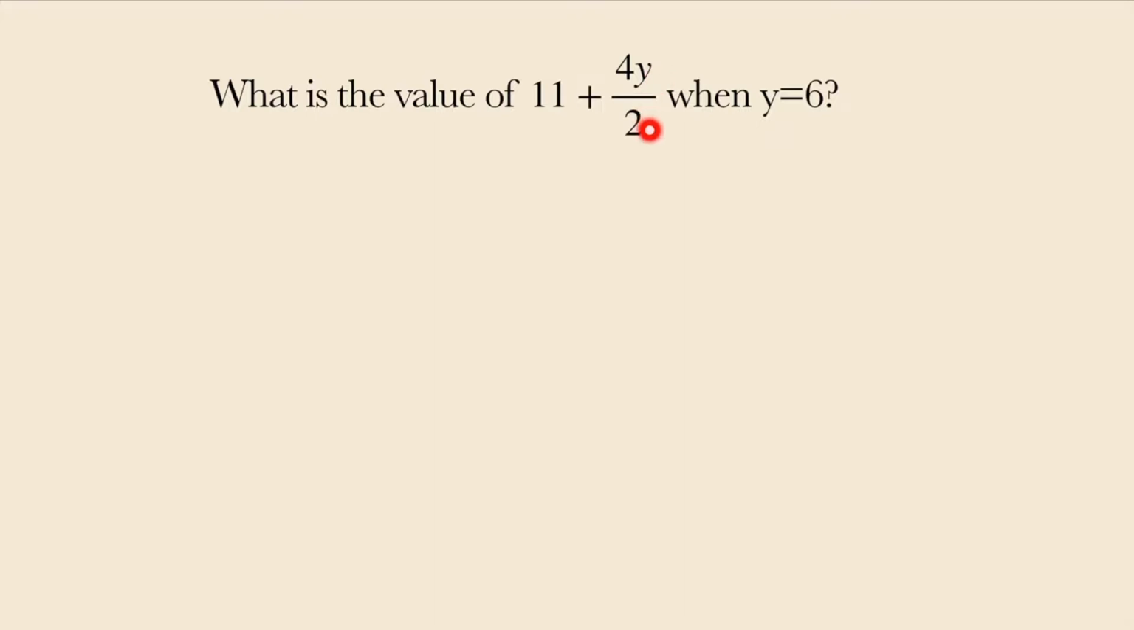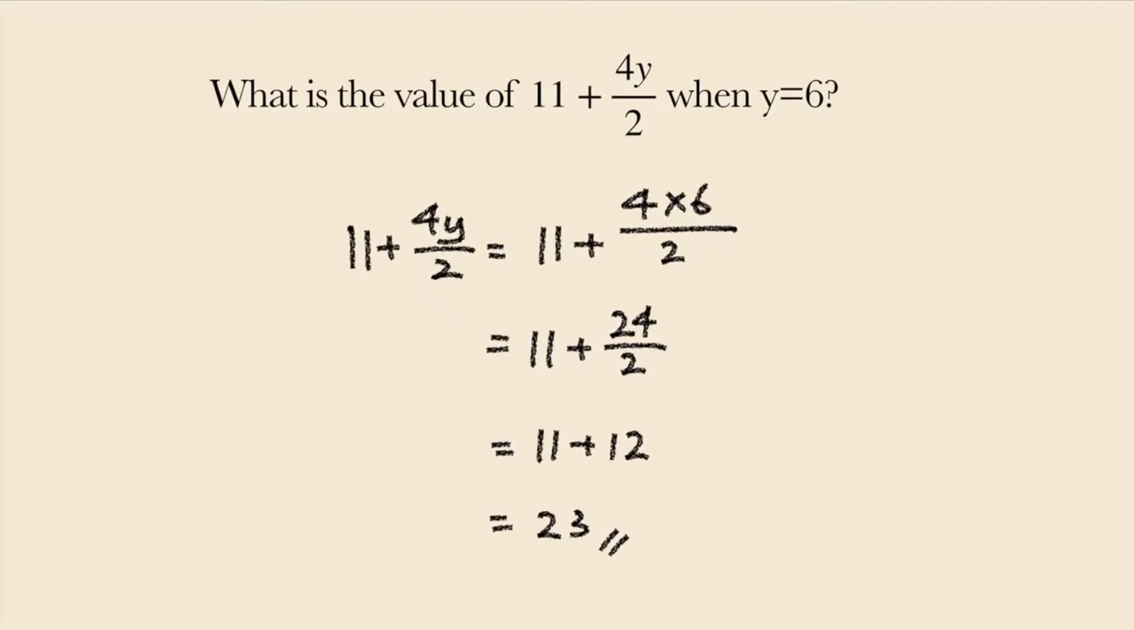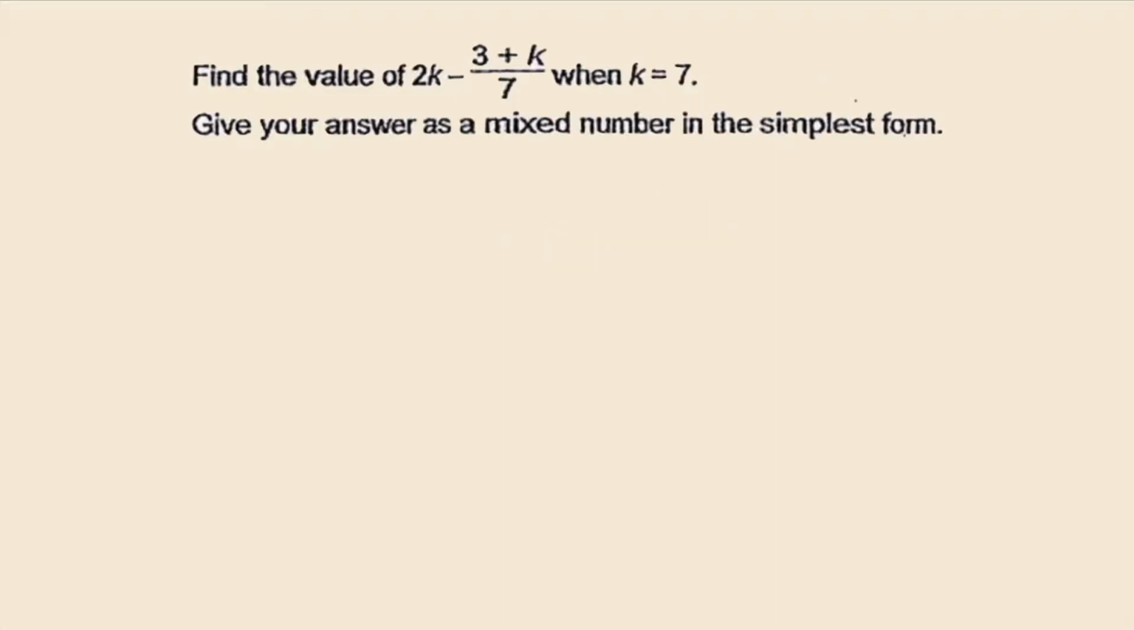11 plus 4y over 2. So here we have one instance of y. So we will replace y with the real number 6. So we'll do the multiplication and then 24 over 2, that's 12. Add it up, we'll get 23.